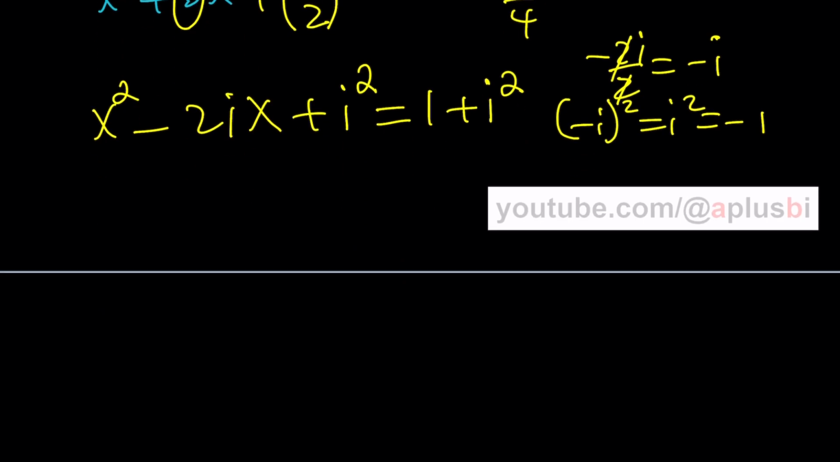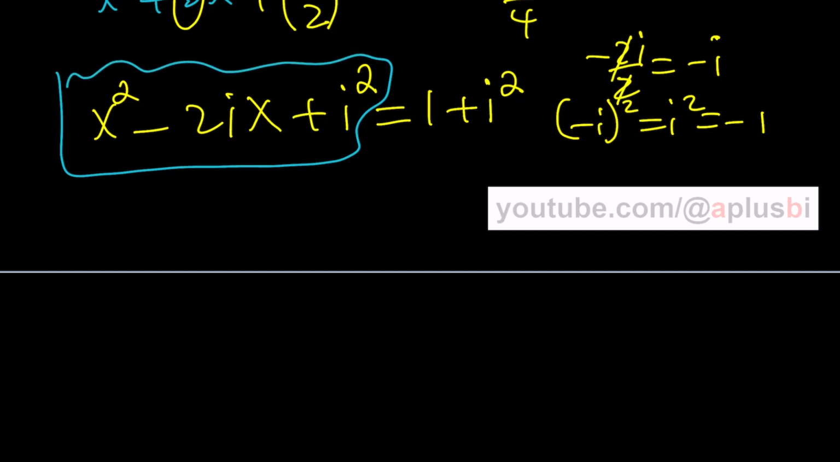So left-hand side, if you take a good look, this is a perfect square. It is (x minus i) squared. Awesome, right? That is equal to 1 plus i squared. i squared is negative 1. Wait a minute. Isn't this 0? Yes, it is. So set it equal to 0, and guess what?